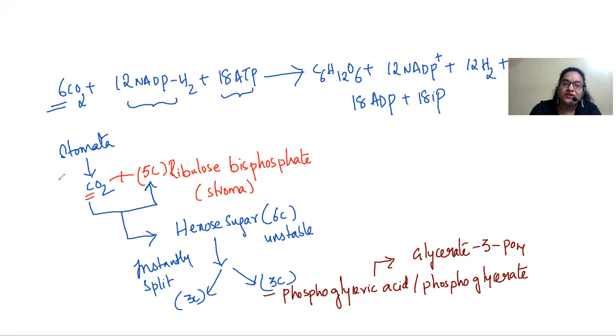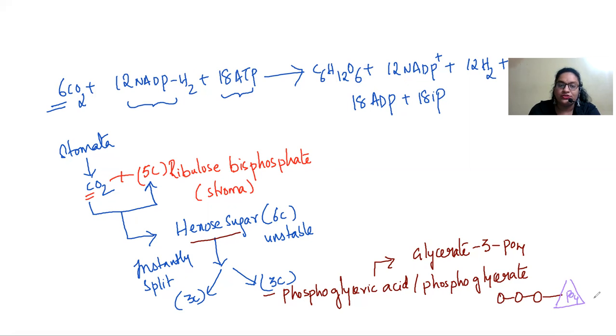Okay, so one of the carbon atoms is fixed to this sugar present in the stroma, and it forms an unstable compound which splits in half, that is into two molecules each containing three carbon atoms, that is phosphoglyceric acid. This three carbon compound is going to have one phosphate molecule here. This is going to be the PO4 molecule.